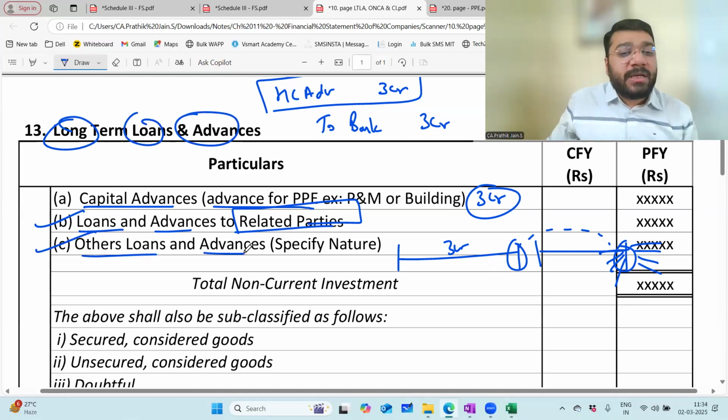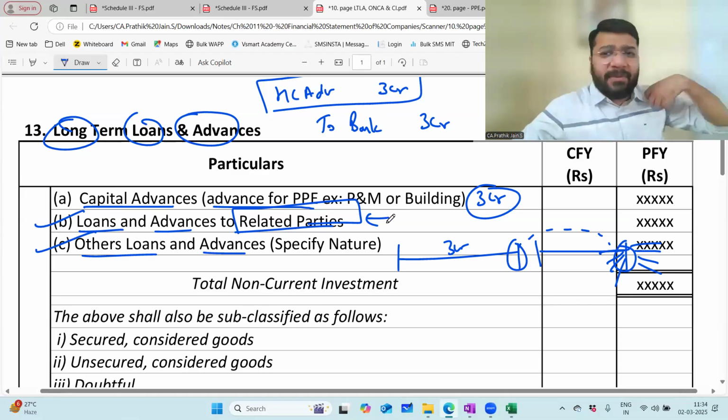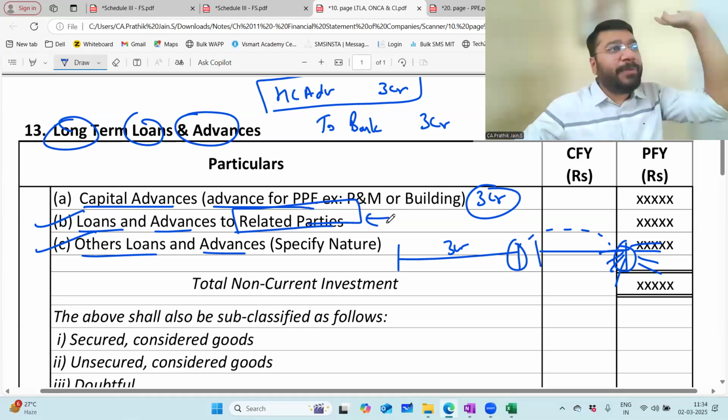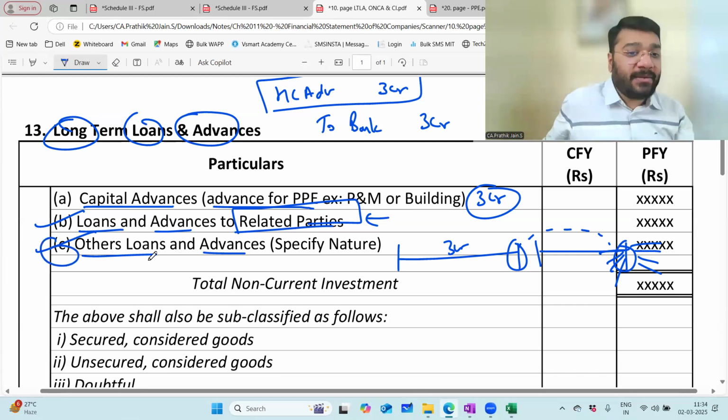Next, other loans and advances, specified. Now here they are not related parties. Let's suppose I'm giving this money to my friend or some third person. Let's say I'm giving it to my student also. I will take 1 lakh rupees loan, give it back to me after 5 years. So where will I classify it? Under category C, other loans and advances.